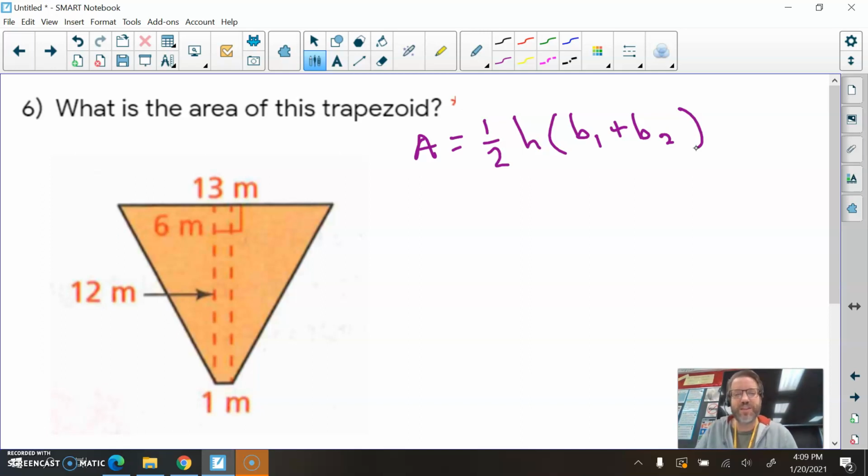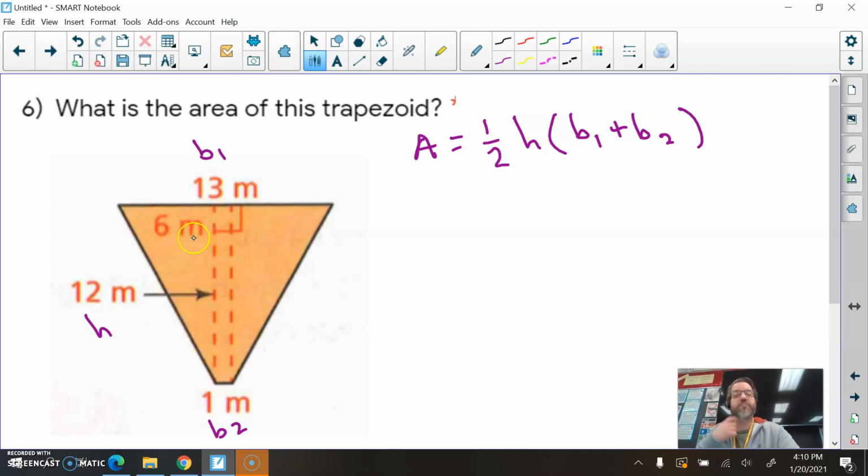What are the bases? The bases are the sides that are parallel to each other in this figure. The top and the bottom in this picture are parallel to each other. So I'm going to call this base 1 and this base 2. 12 meters is the height.